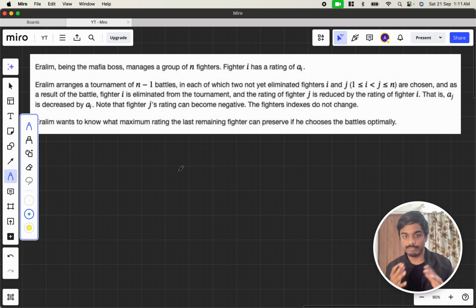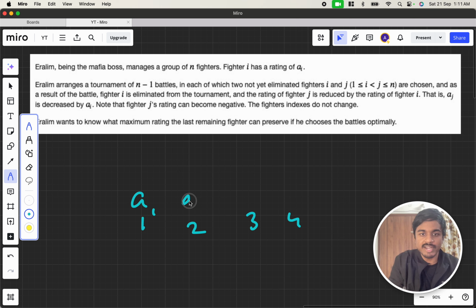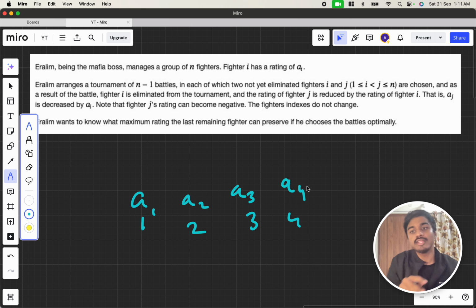Eralim is the mafia boss, and there are n different fighters, and each fighter has a rating A_i. Fighter i represents the index. So suppose 1, 2, 3, 4: this is A1, A2, A3 and A4. These are all the fighters. Each fighter has a rating A_i. Eralim arranges a tournament of n-1 battles. If there are n fighters, he arranges a tournament of n-1 battles.